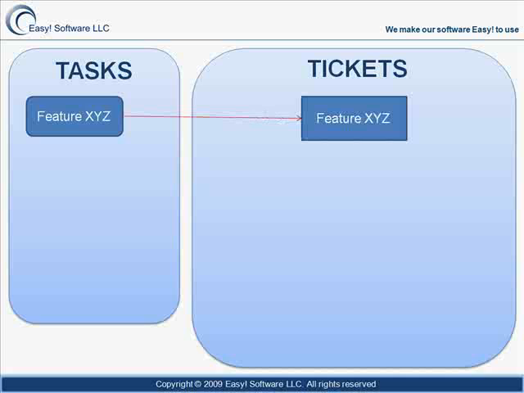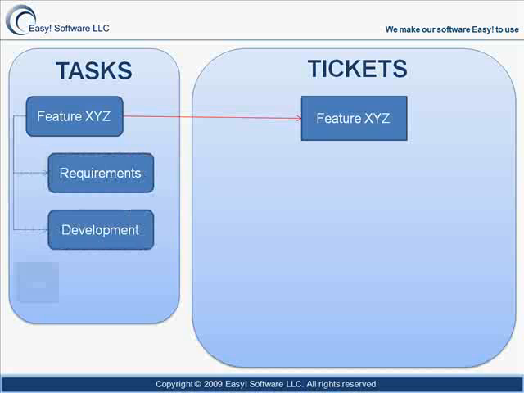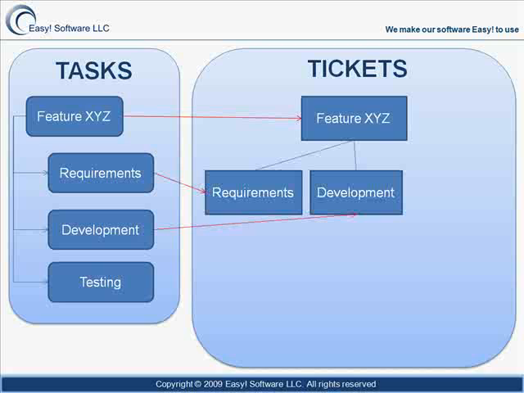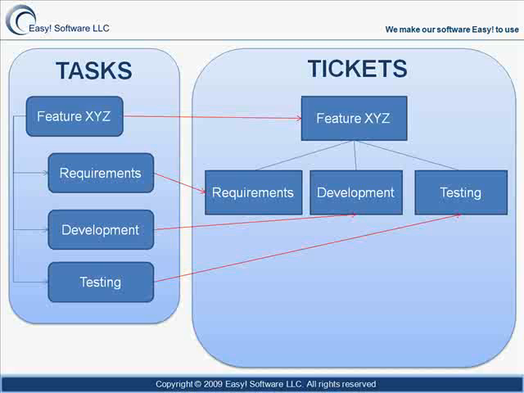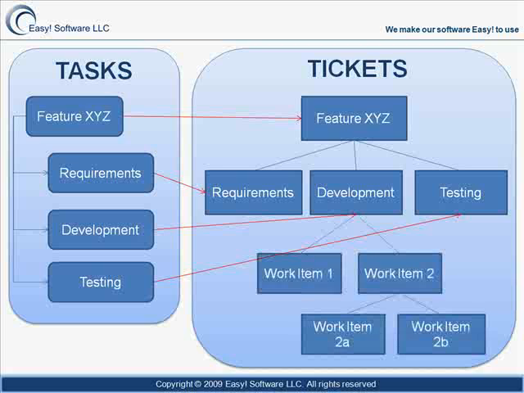For Feature XYZ, I create 3 child tasks: requirements, development, and testing. Then create a ticket for each of the 3 child tasks. The work of these child tasks is then divided up into many tracking tickets. Let's see how this would be implemented through EasyPM.